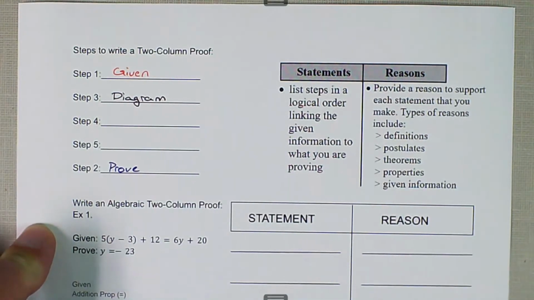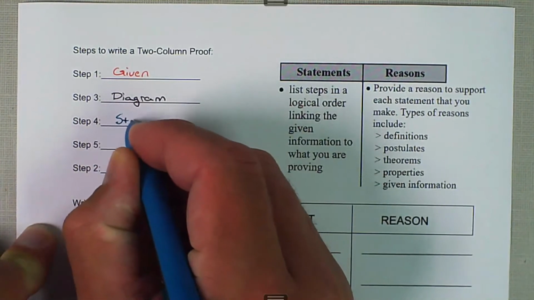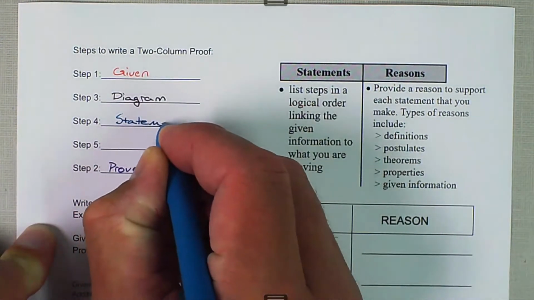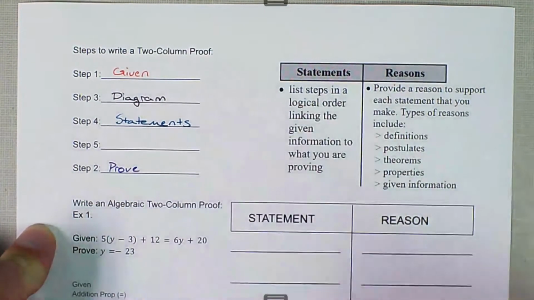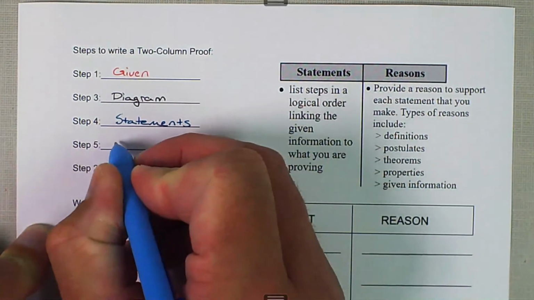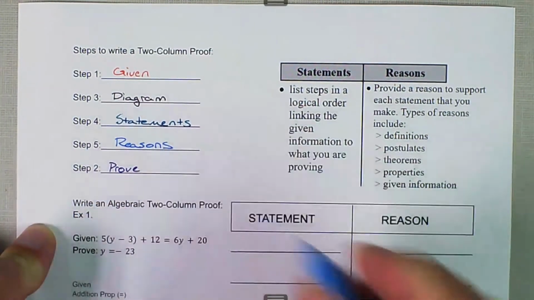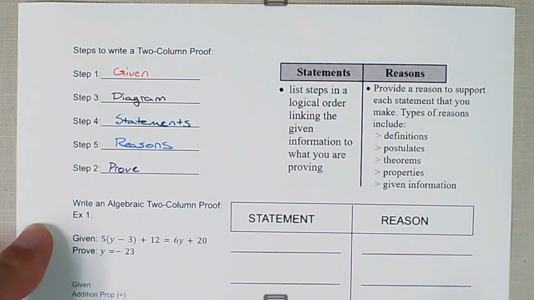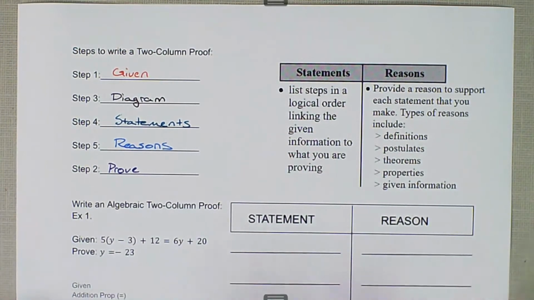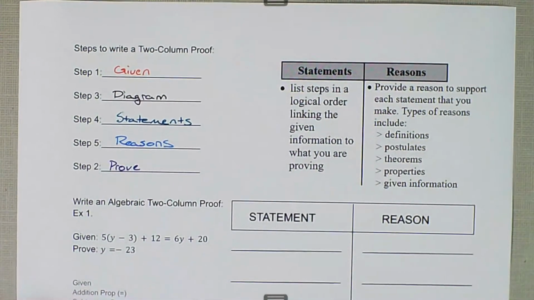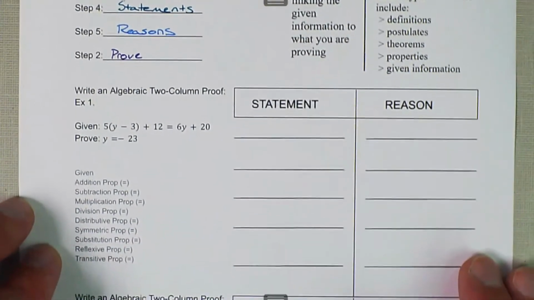Then we also have to make statements. And for those statements, there have to be reasons why we can make them. We can't just go around making statements without any reason. So that's the general outline, and then we'll do a couple examples.